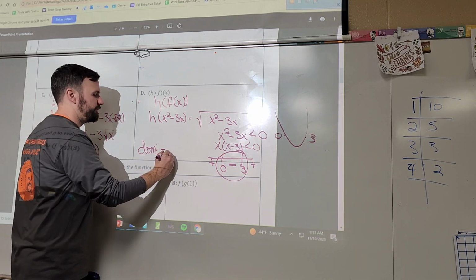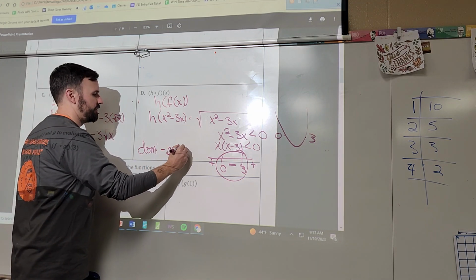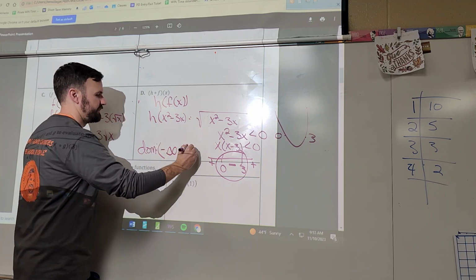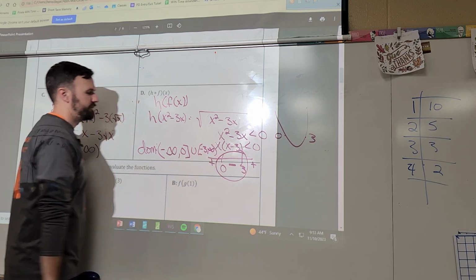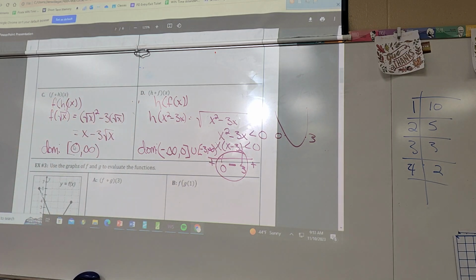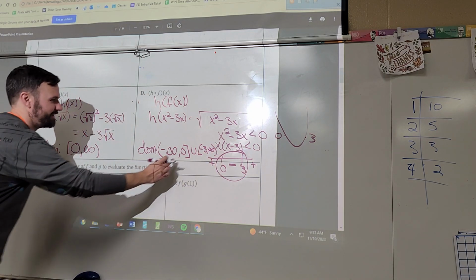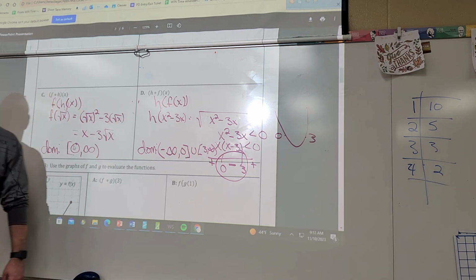So I'm going to go from negative infinity to 0. I'm going to go from negative 3 to infinity. I'm at 3. That trip knocked some sense in me.